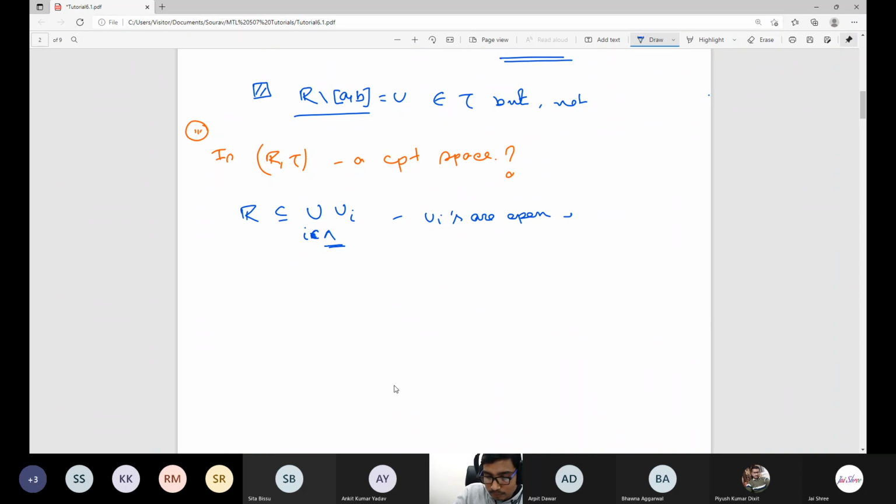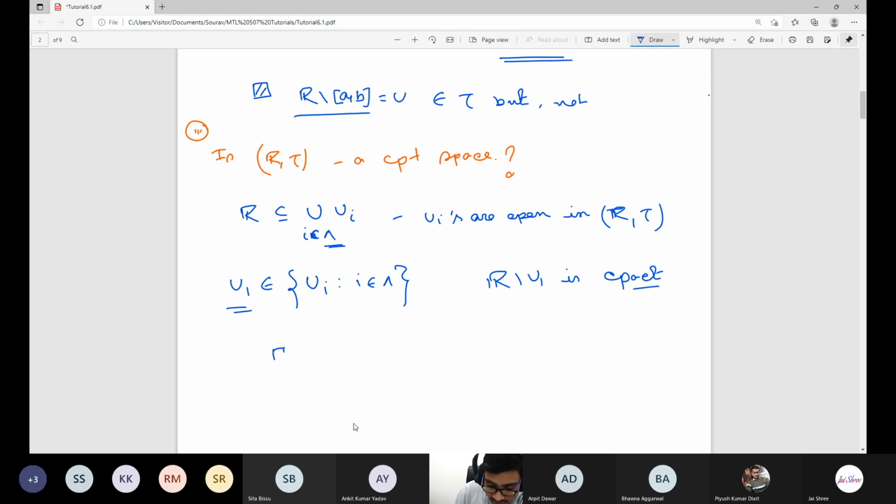Now R is a subset of the union of u_i, where the u_i are open in (R, tau), right? Now you choose any one, suppose u_1 belongs to this collection, with i belonging to lambda. We are taking any set. Then what do we know? R minus u_1 is compact. Yes, it is compact. You also know something more: R minus u_1 is a subset of a finite union.